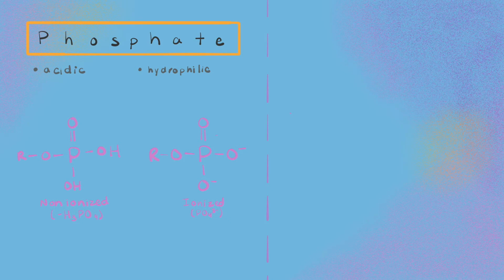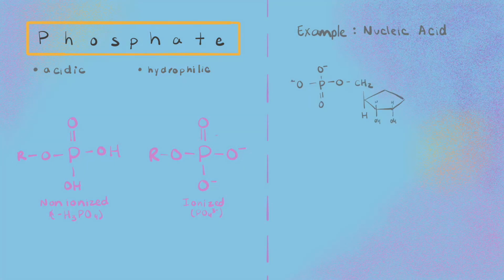And finally, a phosphate group consists of a phosphate atom surrounded by 4 oxygen atoms. They are negatively charged, hydrophilic, and can be in ionized or unionized form. Since phosphate groups can release hydrogen ions, they are considered acidic. Phosphates can be found in many different forms of cellular functions.